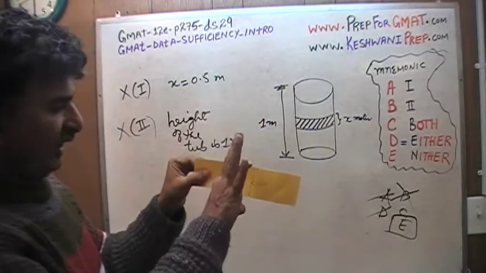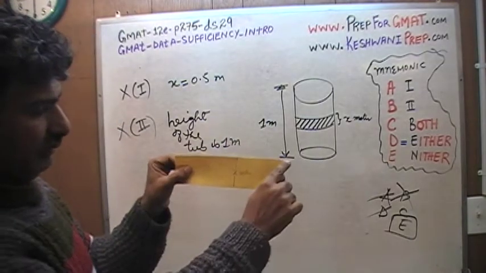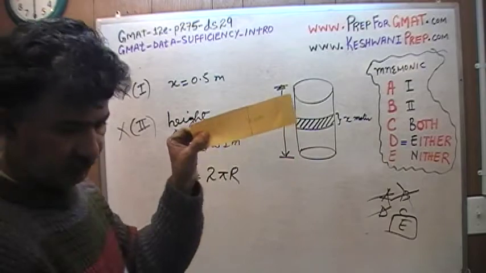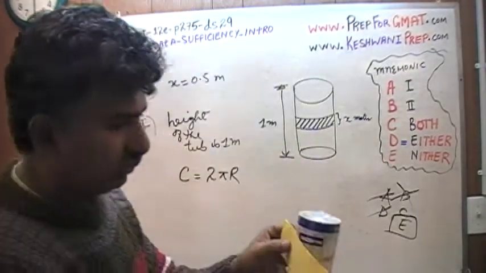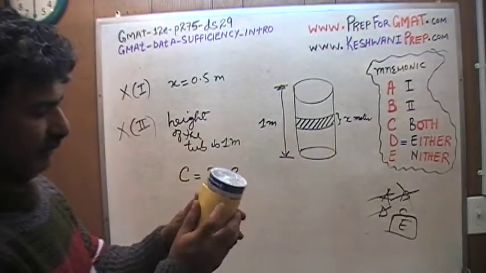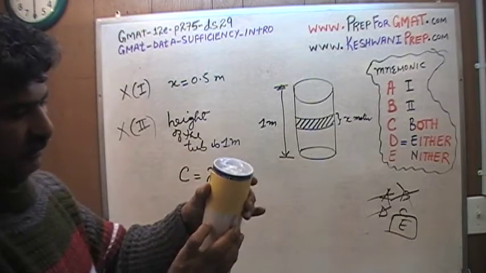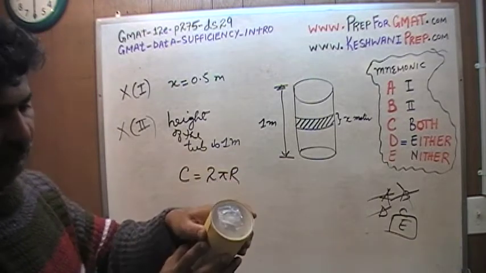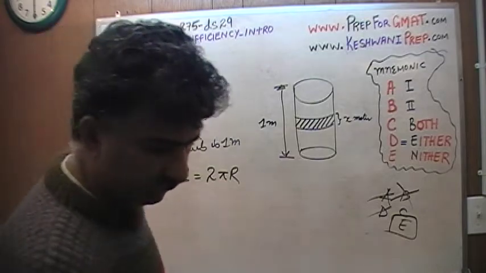The first statement tells us this is half a meter tall, but it does not tell us how long it is from here to here, which is the circumference of the cylinder. As I already showed you maybe 2 or 3 times, I'm going to do it one last time right here. That is the circumference. The length of this band is the circumference of this cylinder. We do not know that.